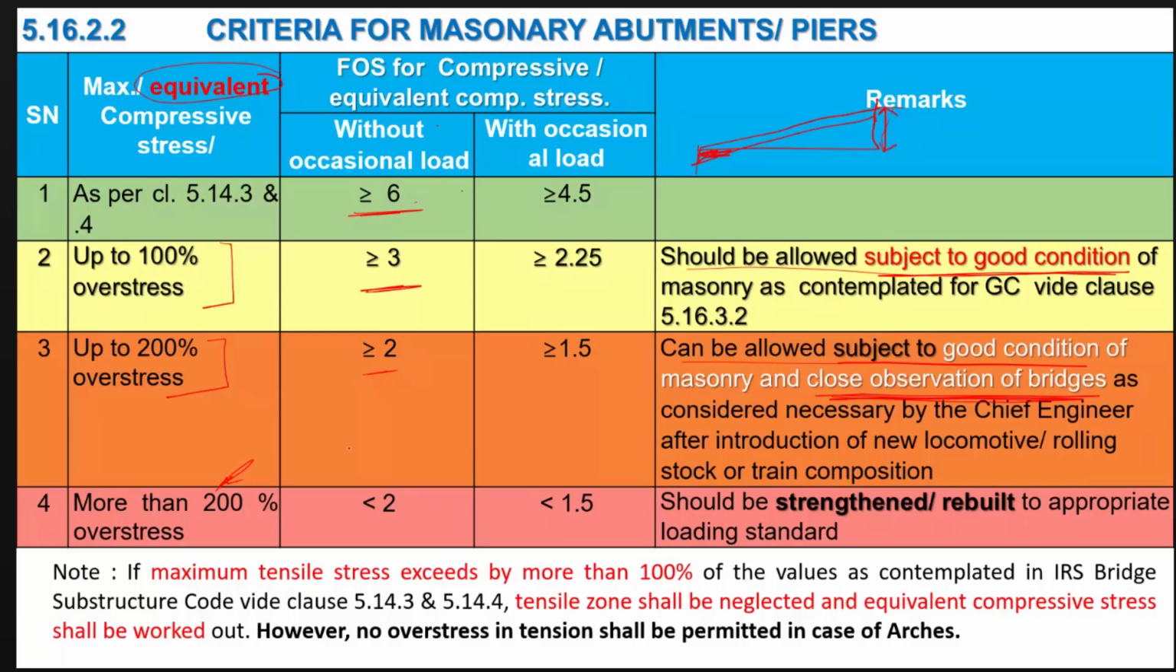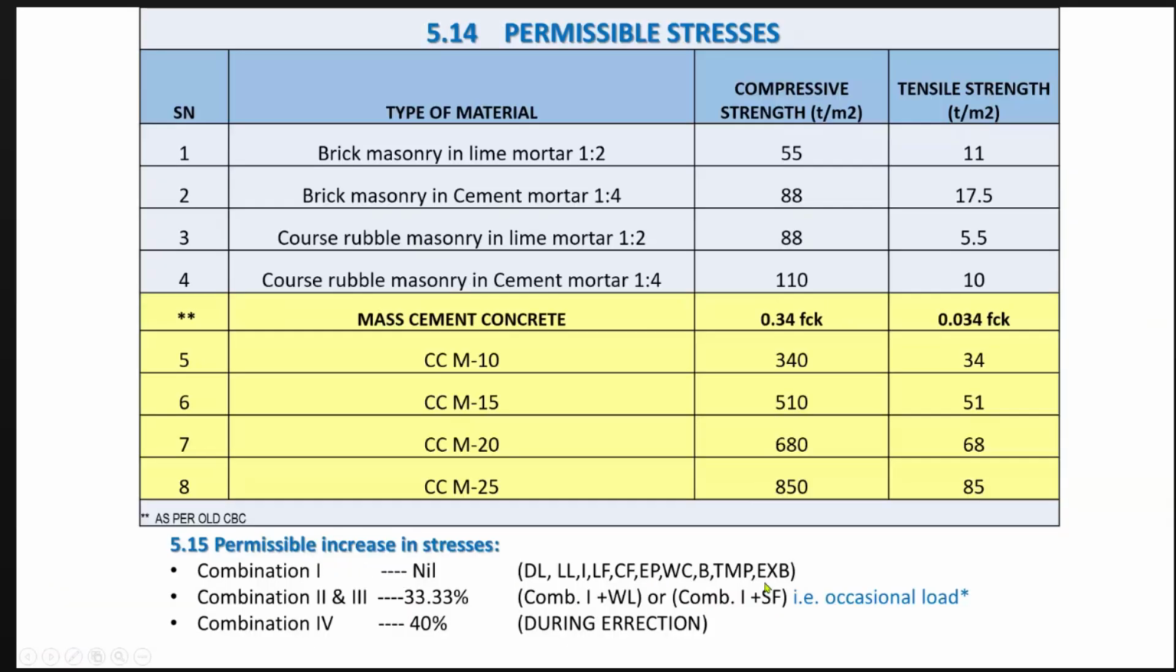Here you can see, if the maximum tensile strength exceeds by more than 10% of the value contemplated in the IRS substructure code by clause number so and so, the tensile joint shall be neglected and equivalent compressive stress shall be worked out. However, no overstress in tension shall be permitted in the case of arches.